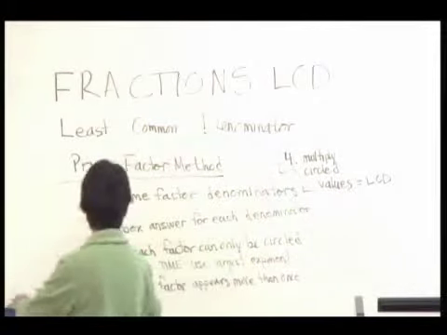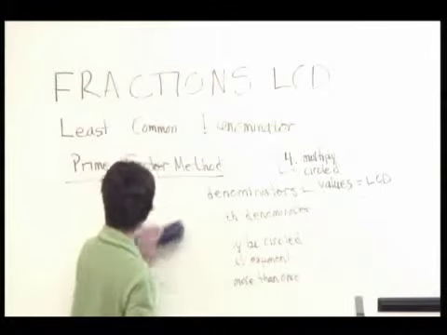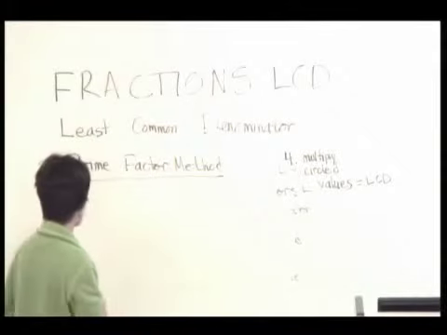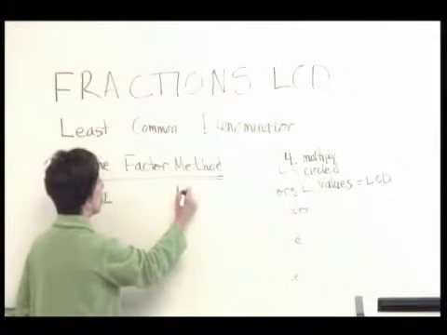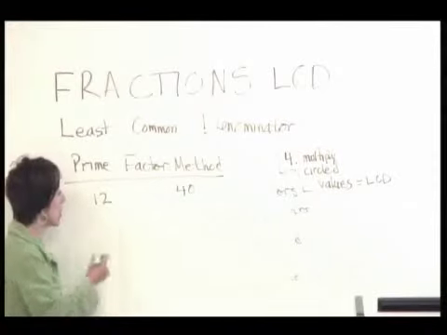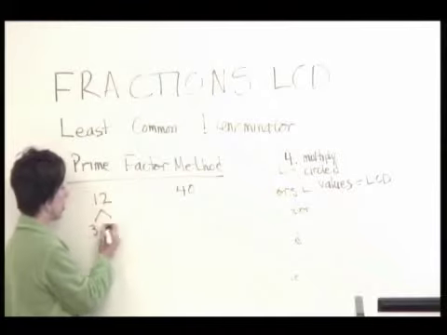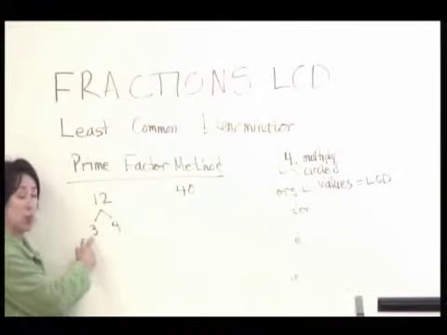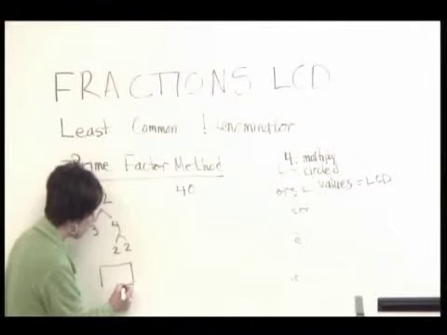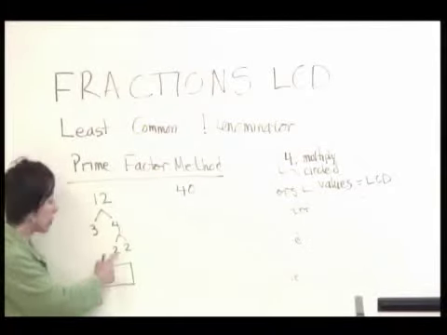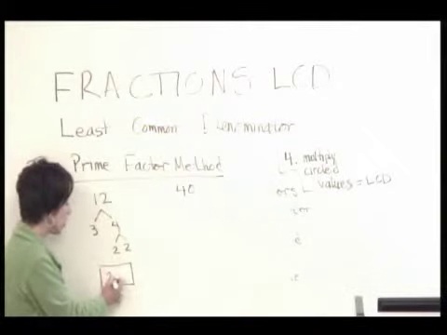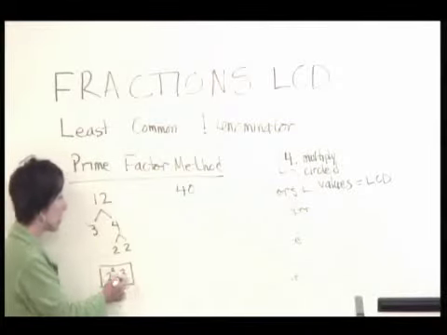Okay, so we have 2 denominators, 12 and 40. And I don't want to do the list method, but I need to know what the least common denominator is for these 2. So I'm going to prime factor, I'm going to choose 3 and 4. 3 is prime, so I stop there, but 4 is not. So down here I'm going to put my answer, and I want to put my prime factorization in exponent form. 2 to the second times 3.